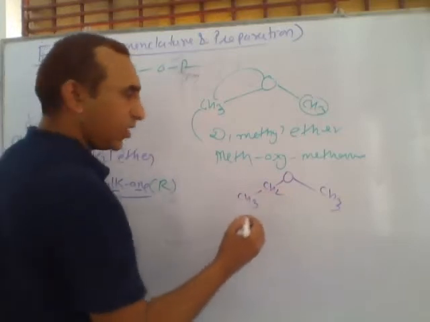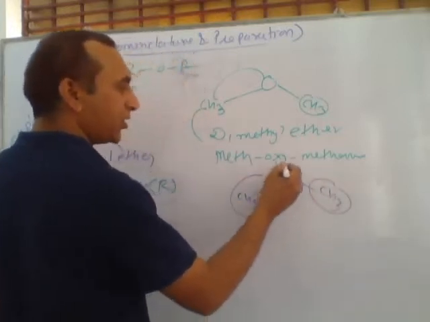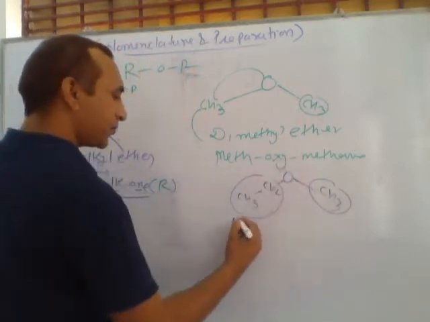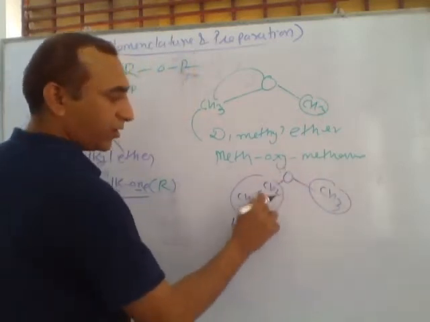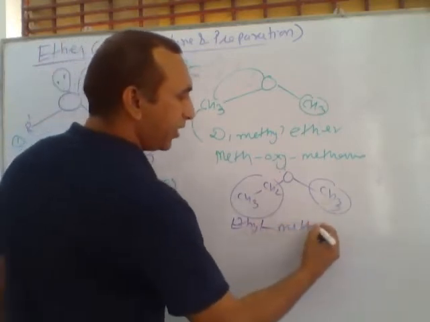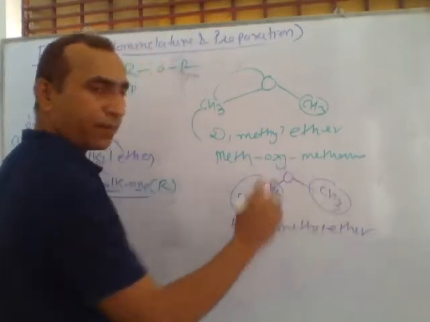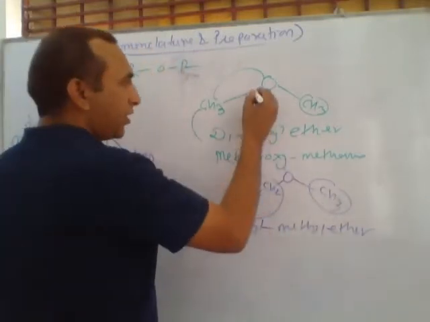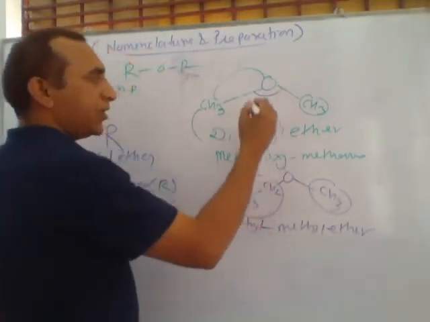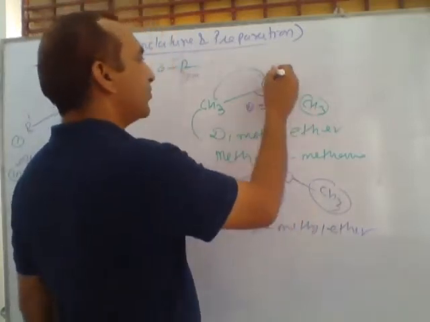If there are 2 different types, suppose this is CH3, but here a CH2CH3 group is present. In this compound, this is ethyl, this is methyl, both connected with oxygen. So we write alphabetically: ethyl, then methyl, and at last we use ether. This is ethyl methyl ether. This shape is angular shape. This is less than 180 degrees, depending on the different types of alkyl groups.